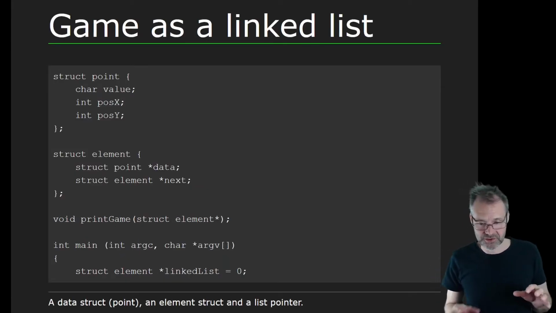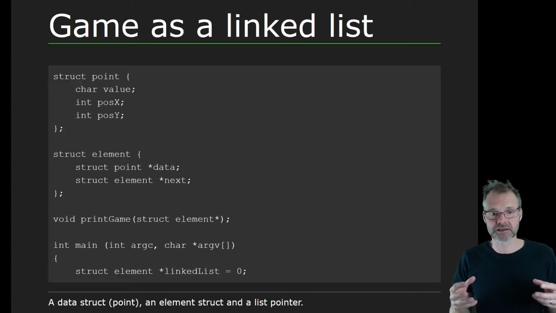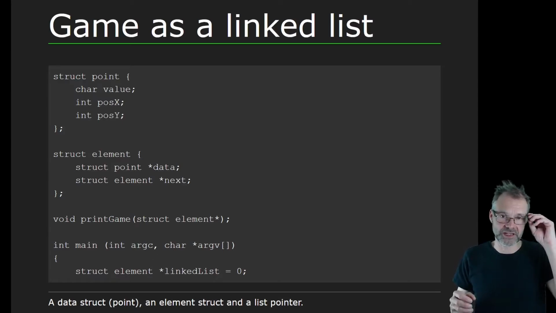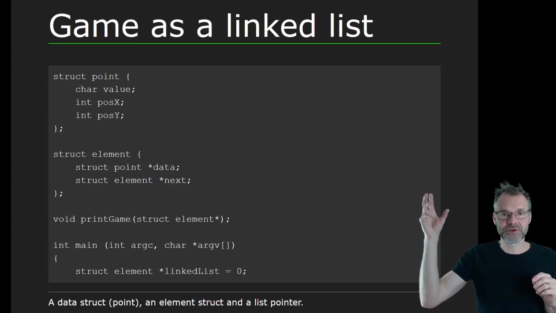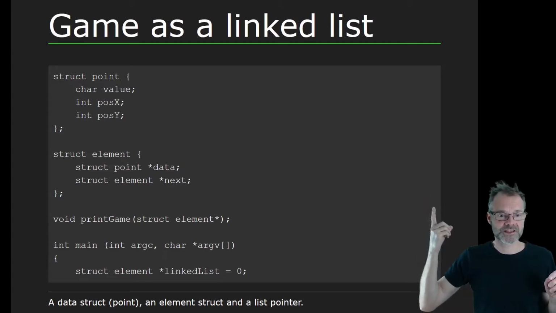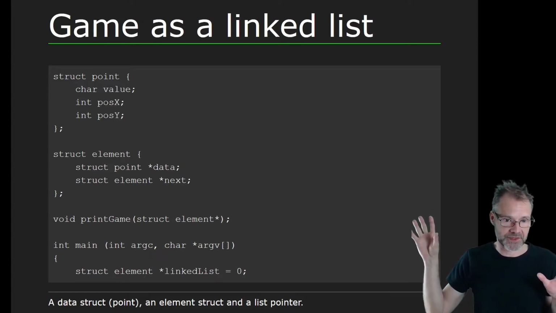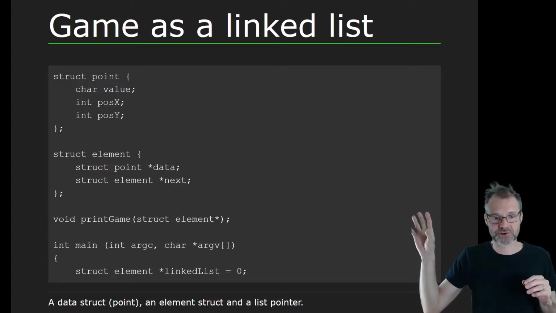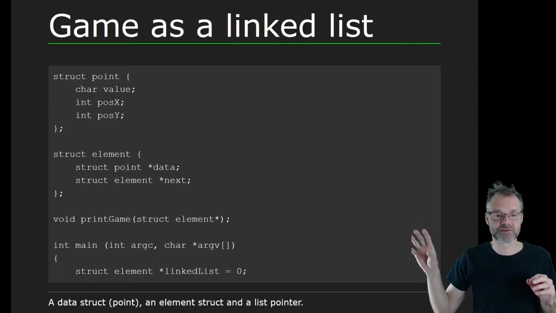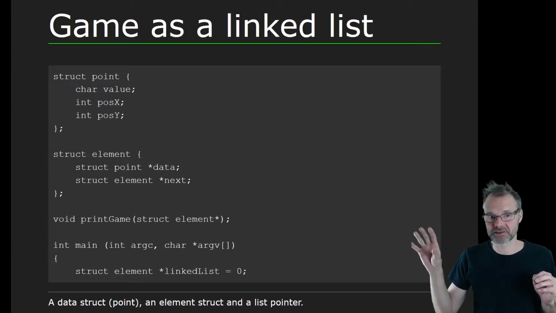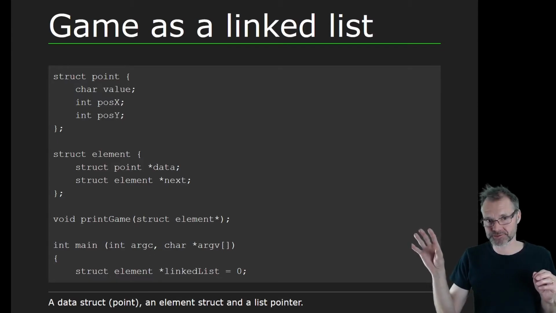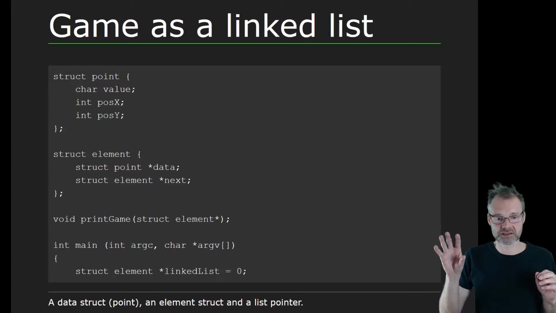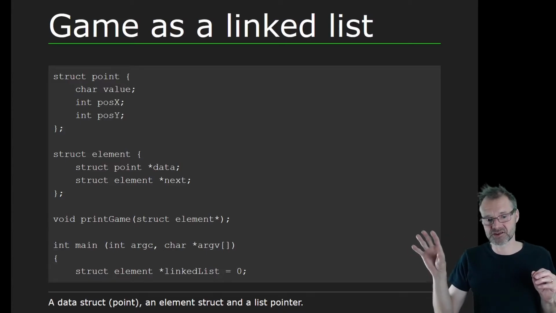So if I'm going to use my game and update it to be a linked list instead, I could do it like this. So I'm still keeping my struct point up there. So it has char value, pos x, pos y, as it did before. Then I'm going to add a struct element. And this element will then contain data as a struct point star. Okay? And then it's going to contain a struct element next. So this is the next pointer.